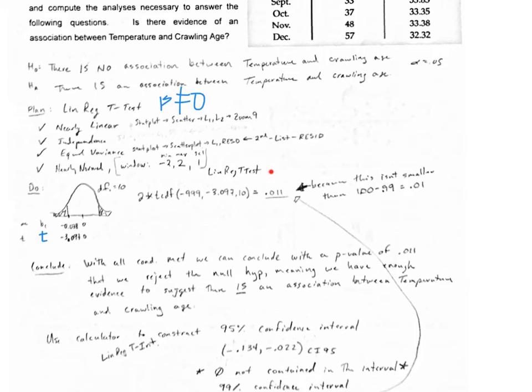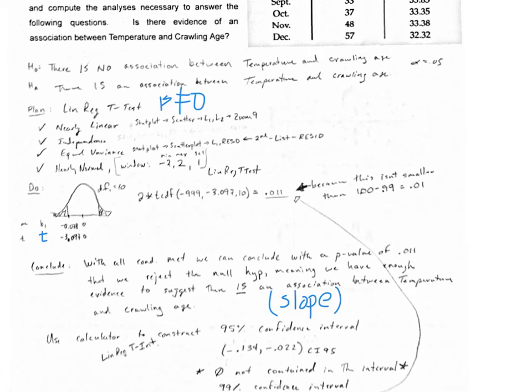So based on that p-value, with all conditions met, we can conclude with a p-value of 0.011 that we reject the null hypothesis, meaning we have enough evidence to suggest there is an association. In other words, this means slope. Let me write the word slope here. That's the way you should think about it. We say association, but really we're just talking about the slope between temperature and crawling age. So that's all you would need to do.